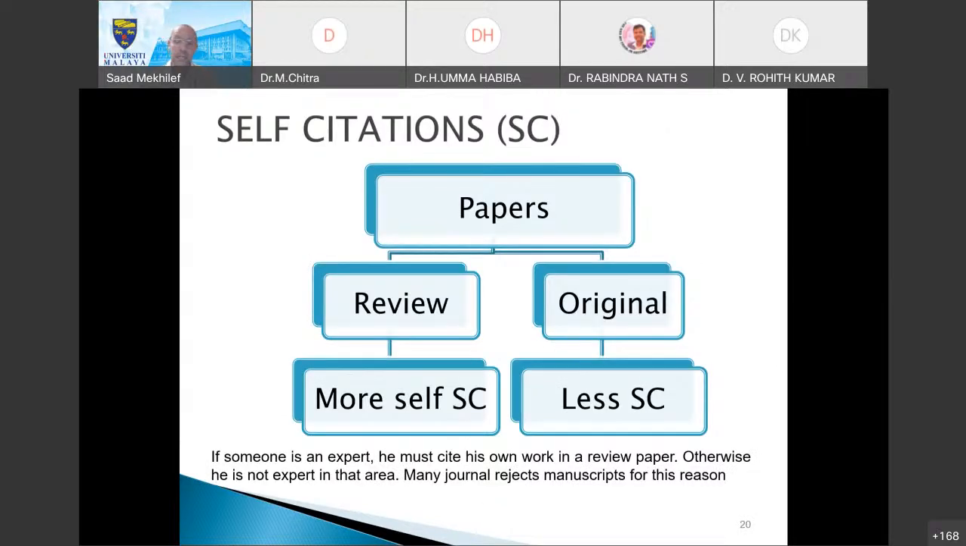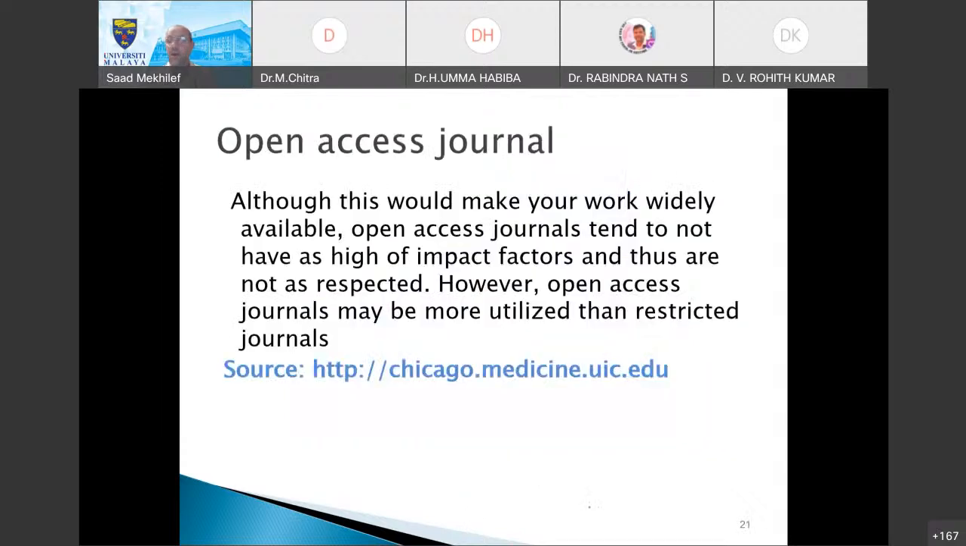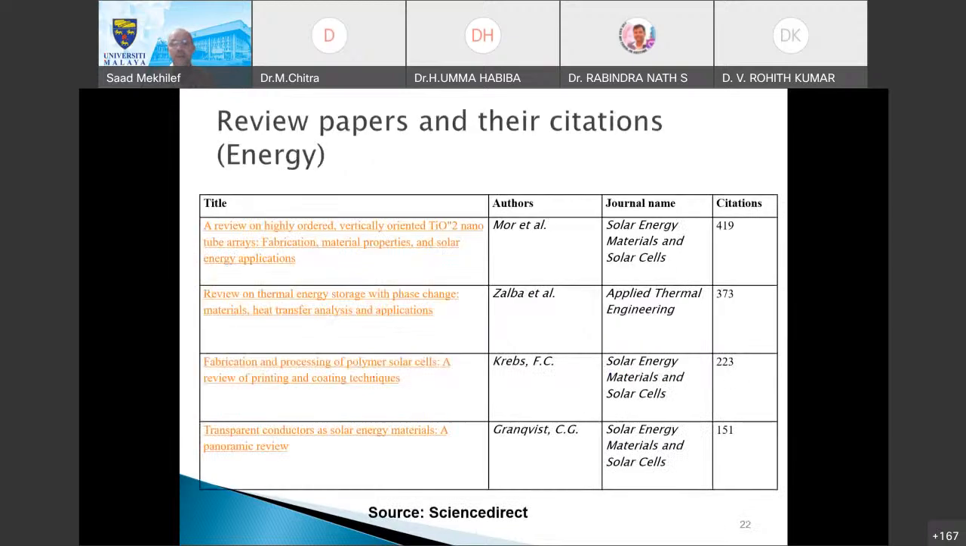As I said just now, review papers tend to attract more citations compared to original papers. Open access journals, as I said just now, make the work widely seen and widely accessed, but they tend not to have a very high impact factor. But nowadays I think it's improving slowly, and this is actually a good choice, and it's moving to open access.